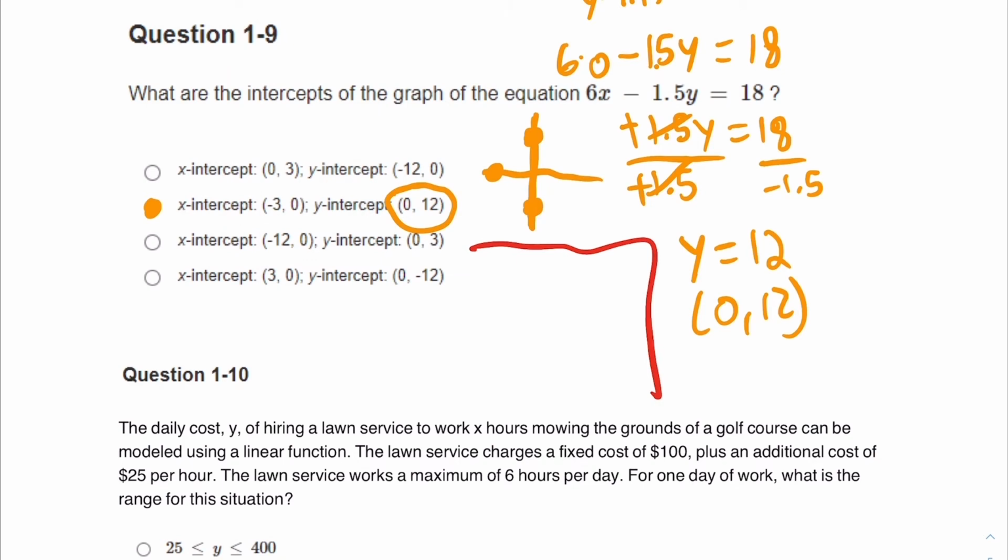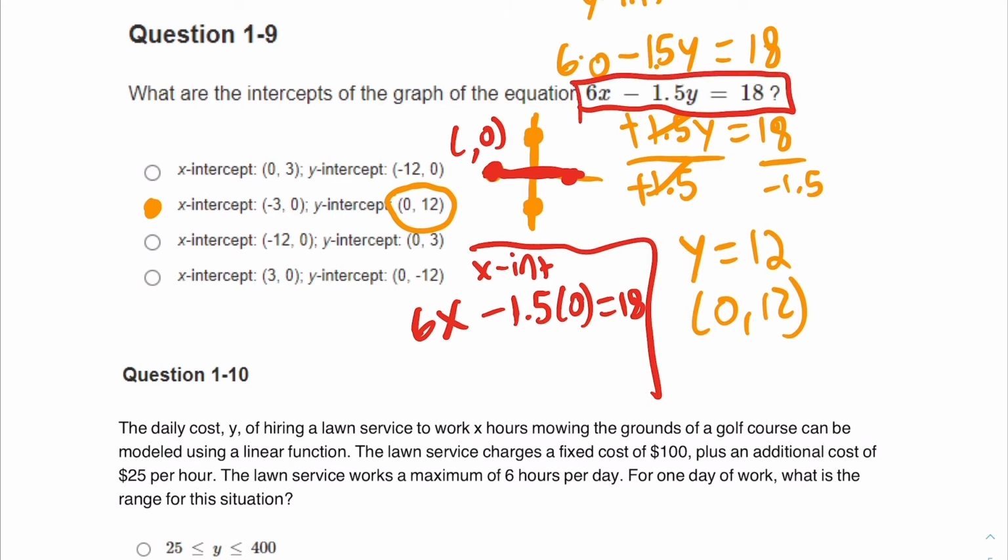If you were going to solve for the x-intercept, then the difference is the x-intercept is something on the x-axis, and if you're on the x-axis, then that means your y is 0. So we would do negative 1.5 times 0, and we would leave the x from the original equation. We take this down here, and all we do is we put 0 for y, and we're going to figure out what the x number needs to be.